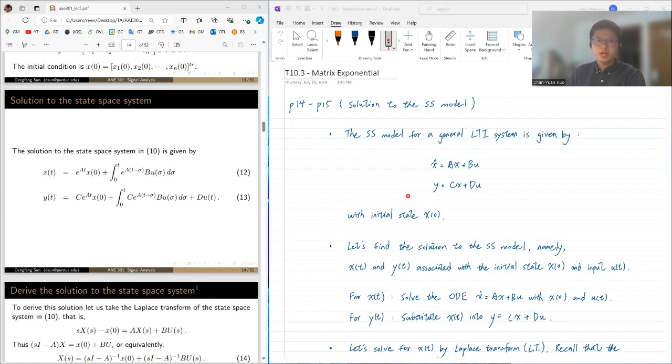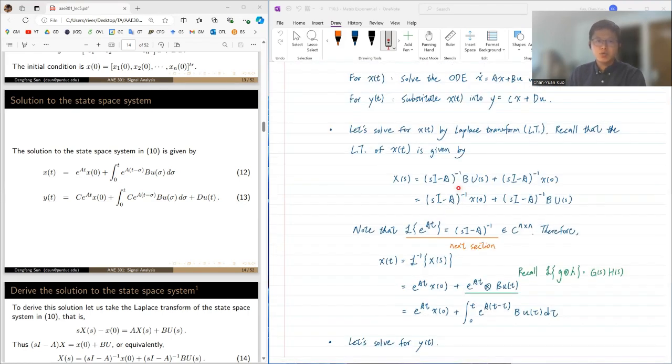There are 2 steps to follow to obtain the solution. First, we need to solve for x of t by solving the ODE x dot equals Ax plus Bu with initial state x of 0 and input u of t. Next, we need to substitute the solution x of t back into the output equation y equals Cx plus Du to obtain y of t. Okay, now let's follow these steps to get the solution.